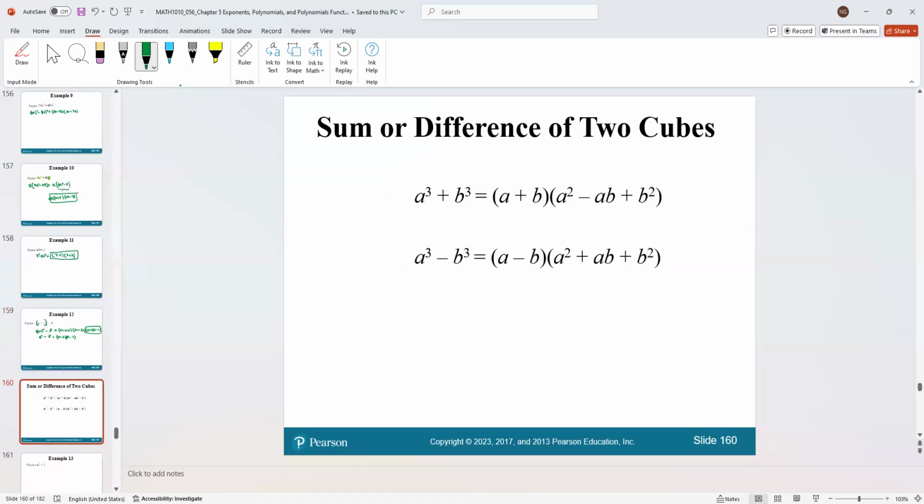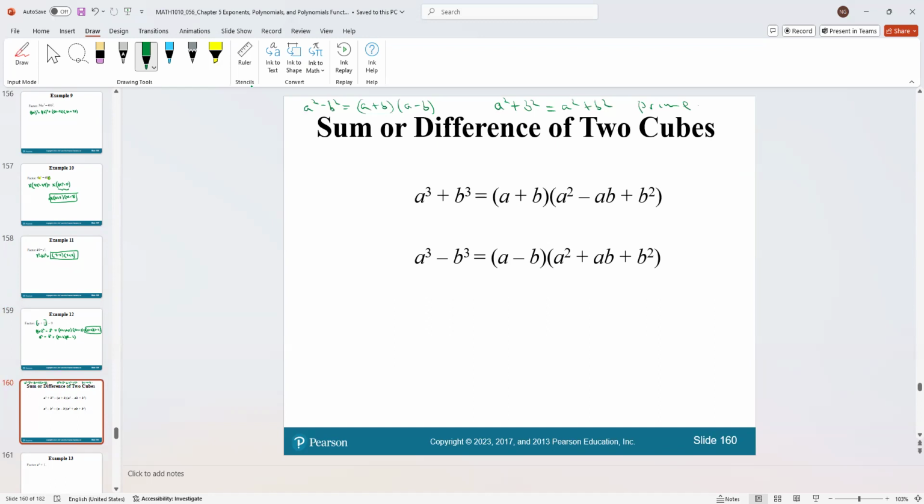Although the sum of two squares usually cannot be factored, remember from what we already did, a square minus b square is a plus b times a minus b, and a square plus b square is prime. It's only a square plus b square. You cannot factor that.